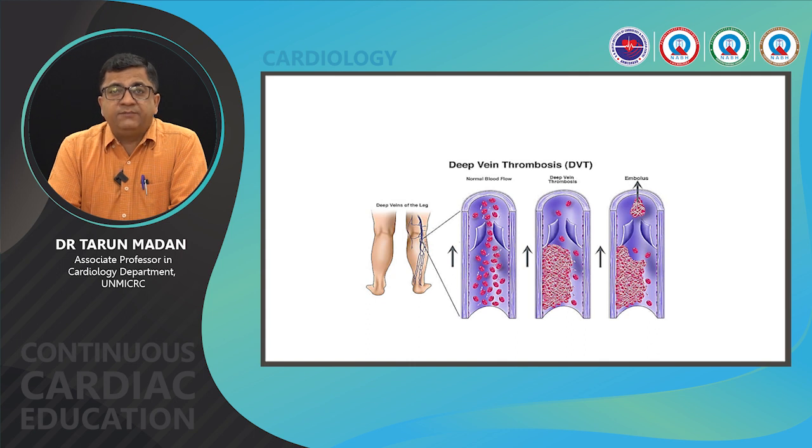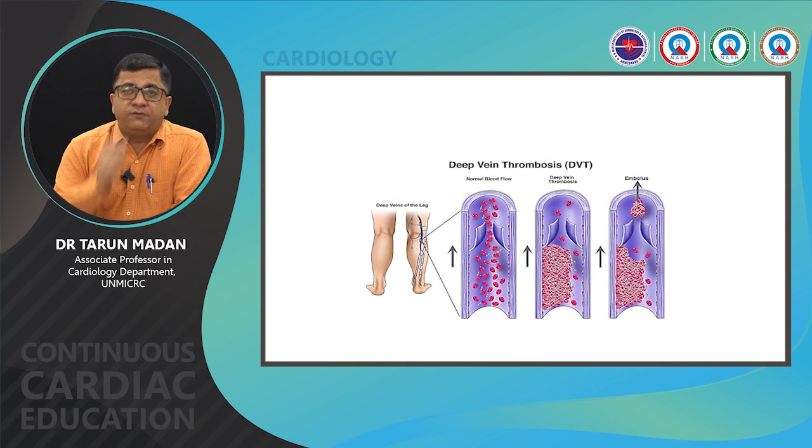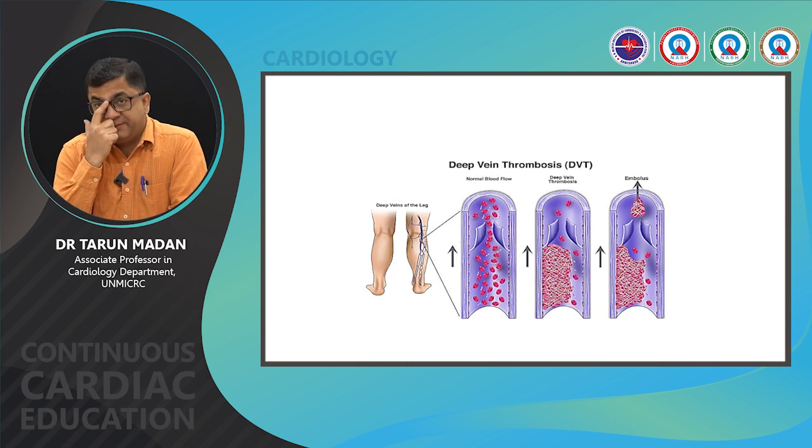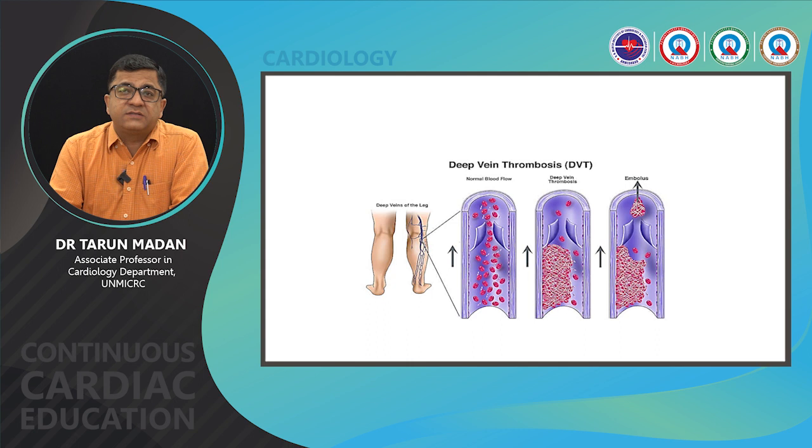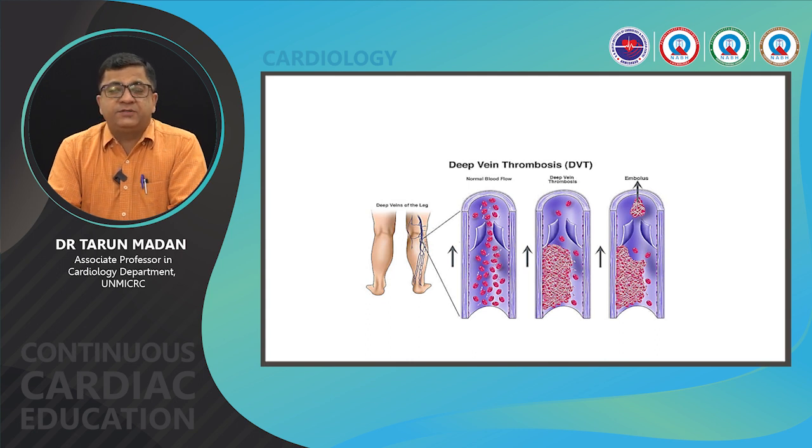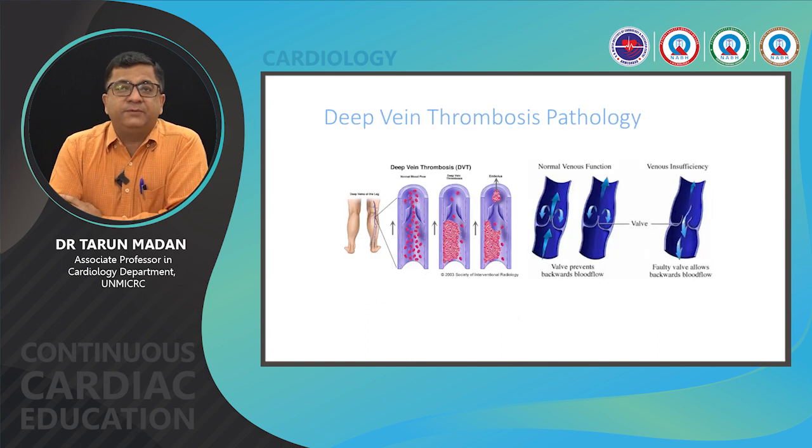This is how a deep vein thrombosis looks like. The normal veins have valves which allow the forward flow of blood in the veins, and whenever there is a thrombosis, the veins dilate, and this thrombus can also dislodge in the form of embolus and go to the systemic venous circulation, which is the right side of the heart, and a very life-threatening complication in the form of pulmonary embolism can happen.